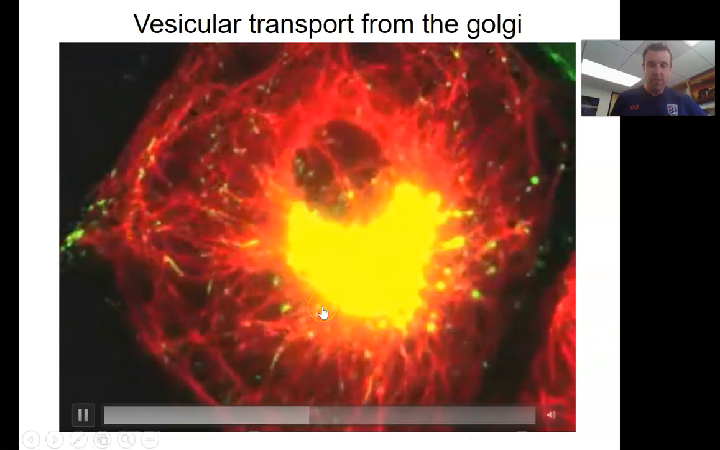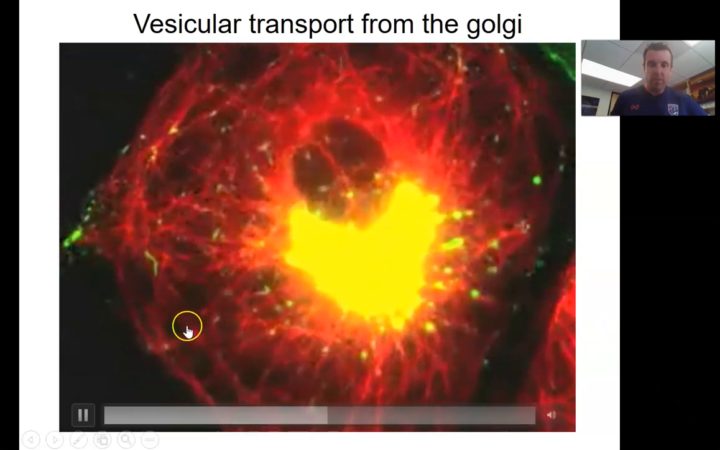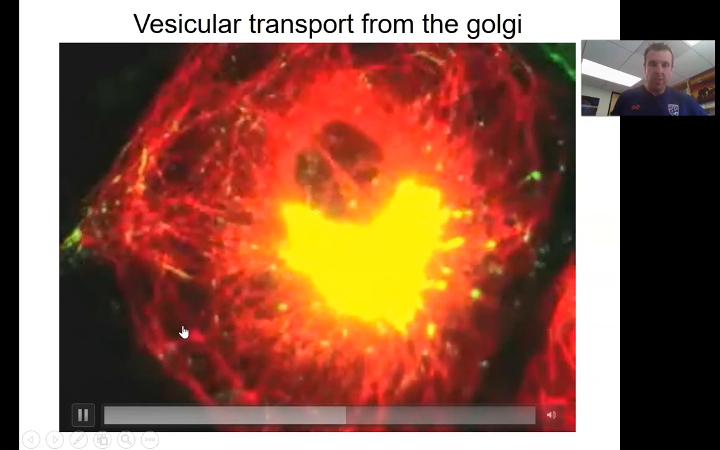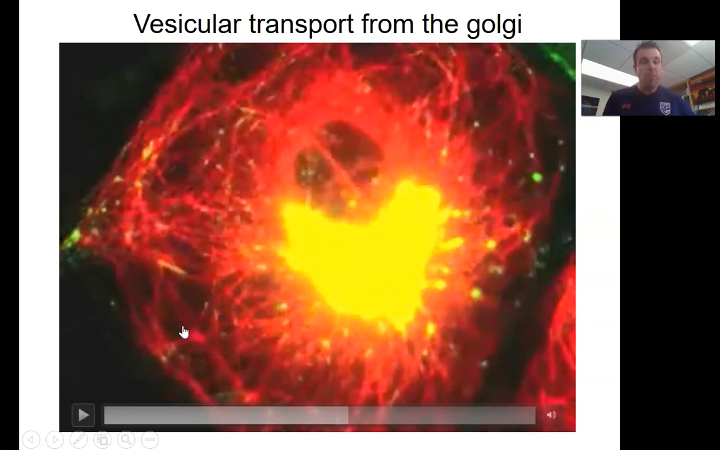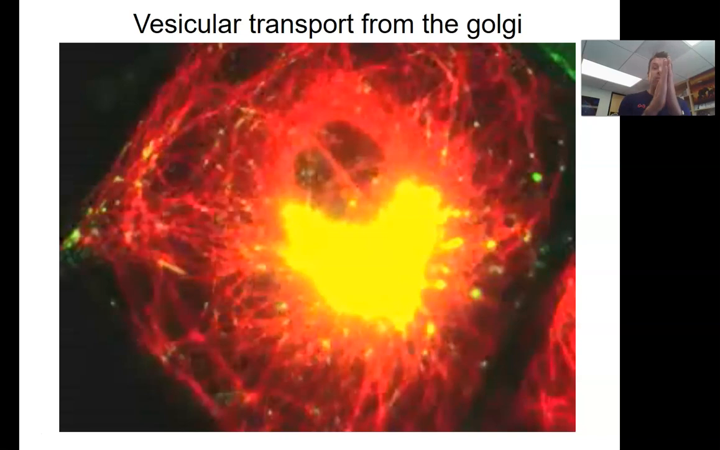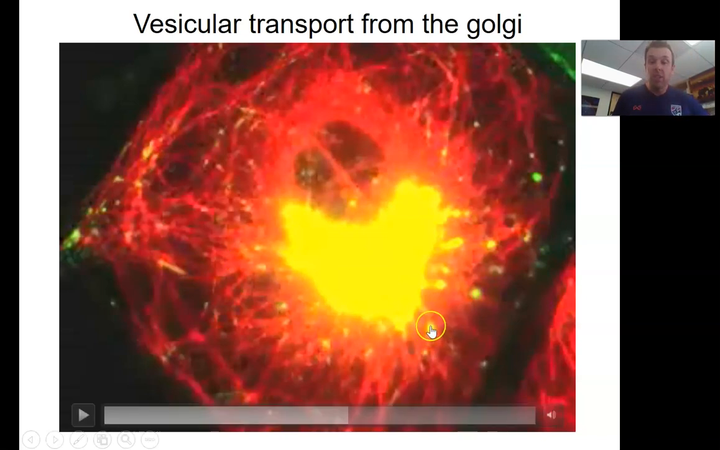The transport vesicles move along microtubules, which are stained here with a red fluorescent dye. So you can see that, again, now we see the Golgi as yellow, but that's because it's on microtubules. So microtubules are stained red, Golgi is stained green, and when you have the green fluorescence at pretty much the same spot as the red fluorescence, that makes it look yellow. So we can see these vesicles moving along the microtubules.